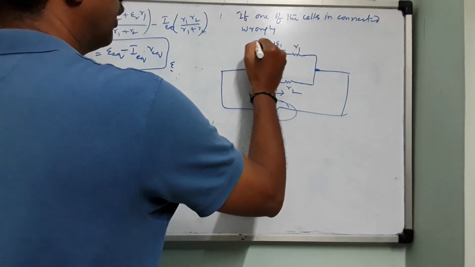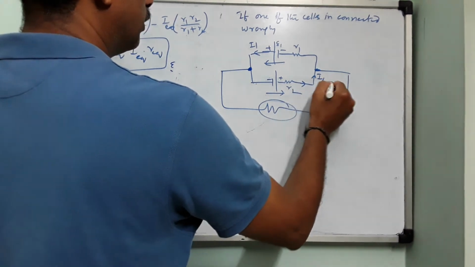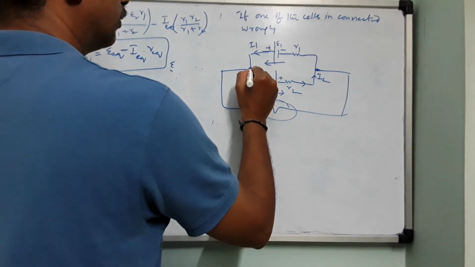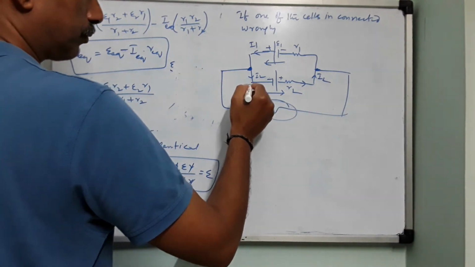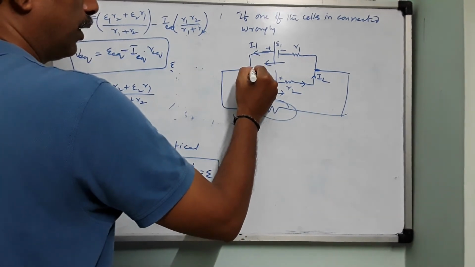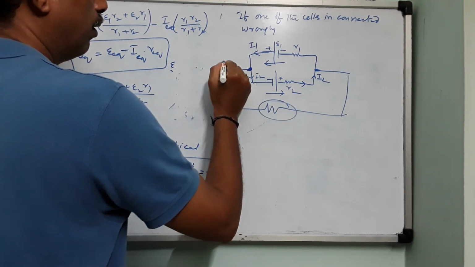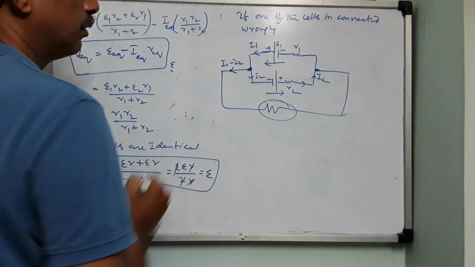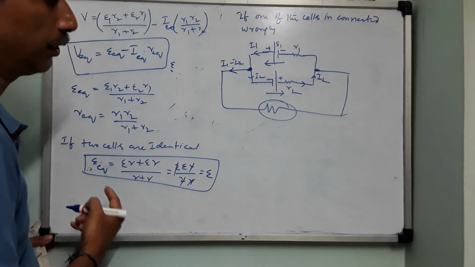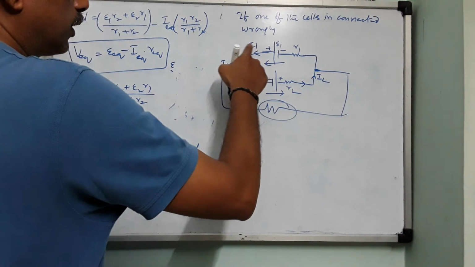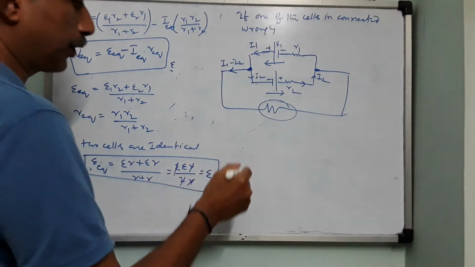This will send a current I1 and this will send a current I2 like this. This is I2. Then after coming over here, some current will go here, the remaining current will come here. This current will now become I1 minus I2. Earlier it was I1 plus I2, as both of them are in series. Suppose this is a 3 ampere current and this is 1 ampere current, this current will become 2 ampere.